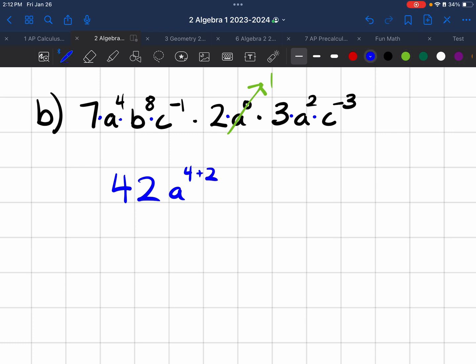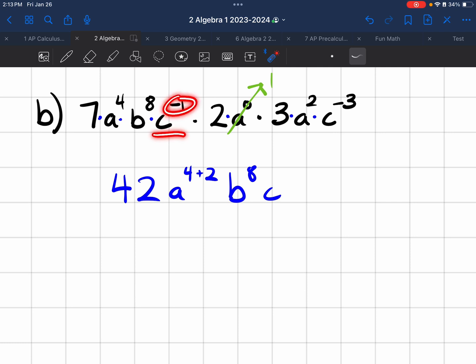Let's go ahead and analyze all the b's. I'm just going to put it right here. I don't need to write the multiplication symbol. If I just squish things, you assume that they're being multiplied. I have a b there, nothing there, nothing. I literally only have a b to the power of 8, so I'm just going to rewrite b to the power of 8. And finally, let's analyze the c's.